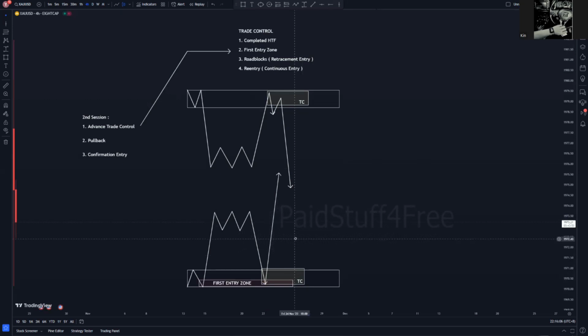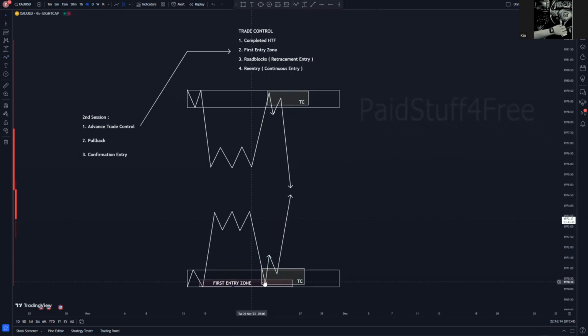We're gonna take the buy on the first entry zone, but the main line is gonna work like this, right? So you're gonna take the first entry and then you're gonna take the second entry somewhere around here. So for now, for the first and the second one, is there any problem?